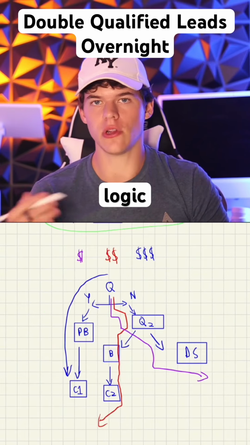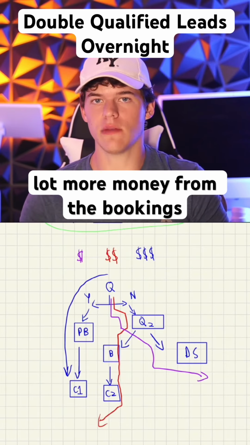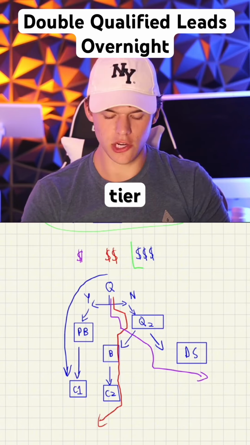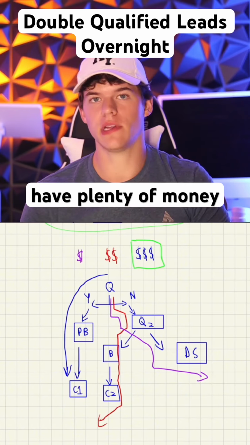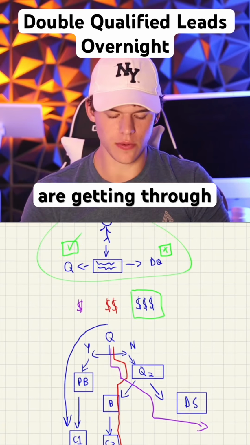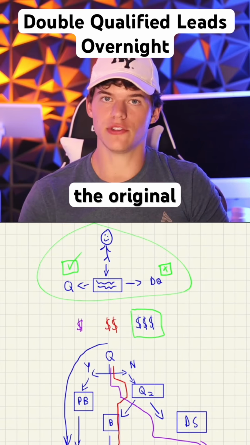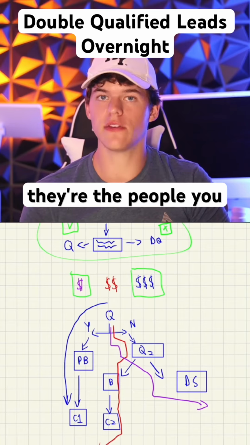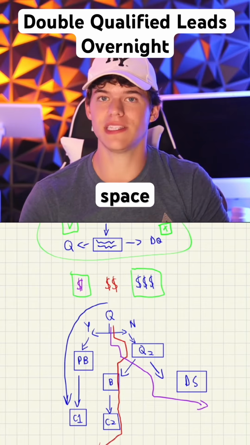Here's how conditional logic works and how it can squeeze out a lot more money from the bookings you're already getting. So we break buyers into 3 tiers. Tier 1 is very qualified. They have plenty of money. They would be the ones that are getting through on the first try on the original funnel. Tier 3 has a lot less money, and they would normally be disqualified. They're the people you don't want filling calendar space because you can't really help.